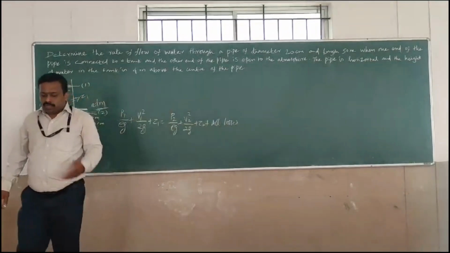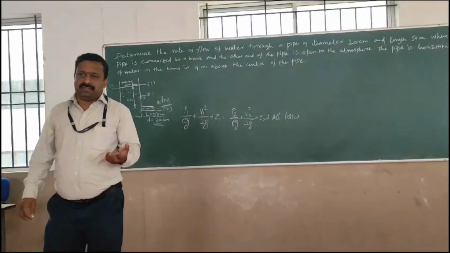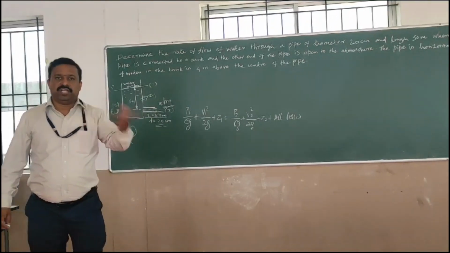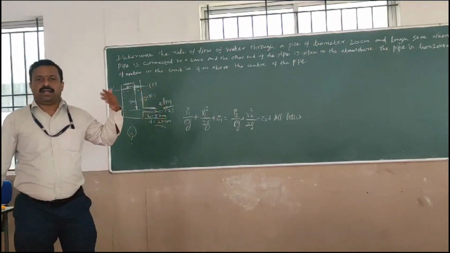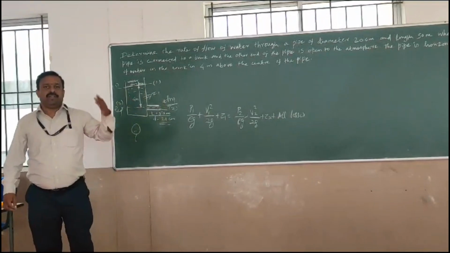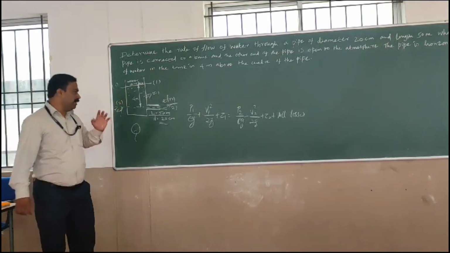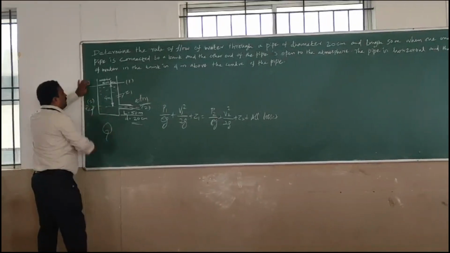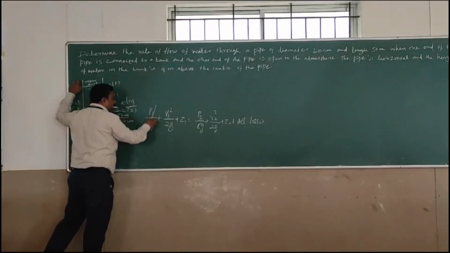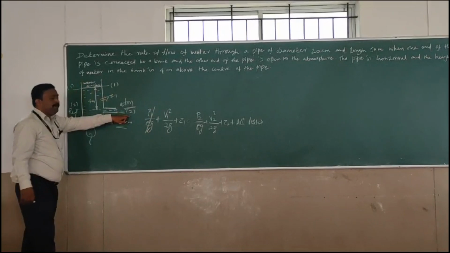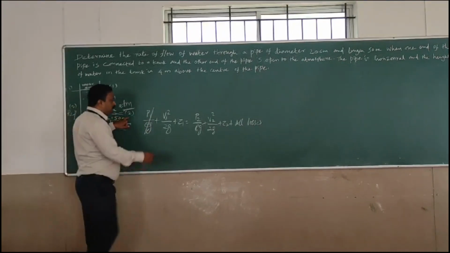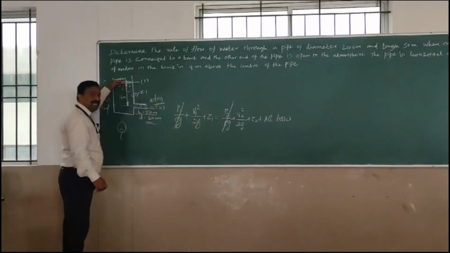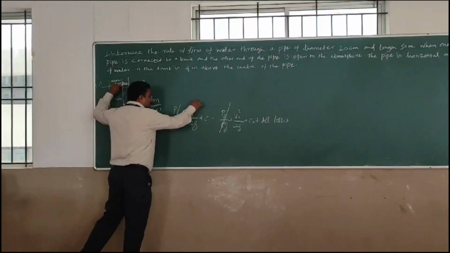You know that major losses are given by Darcy's equation, that is hf equal to 4 f L v squared by 2 g d. Minor losses are in terms of the exit losses, obstructions, pipe fittings and other losses. Clear? So here at section 1 the pressure relates to the atmosphere, so pressure gets cancelled. Here also it is facing atmospheric pressure, so the pressure is cancelled. Here there is no velocity, so it also gets cancelled.